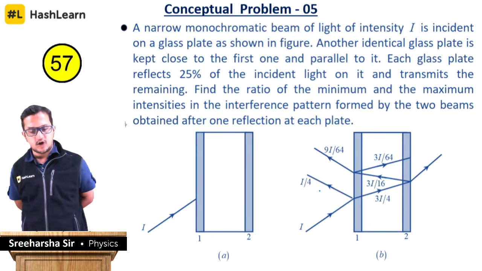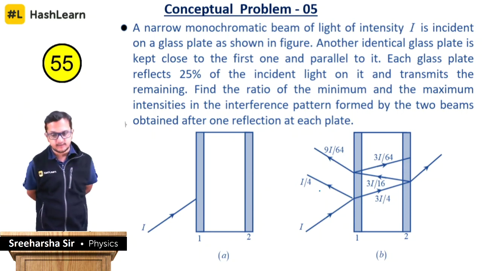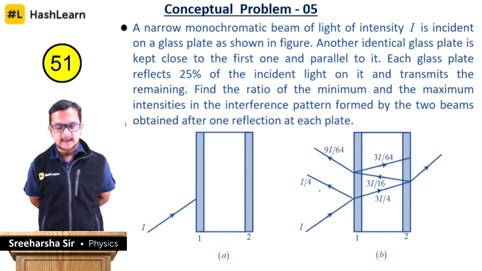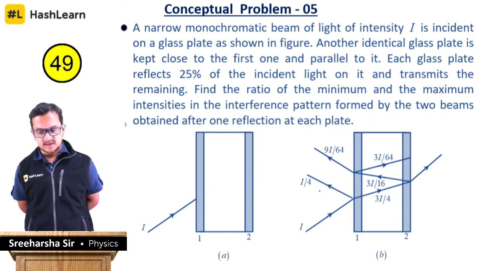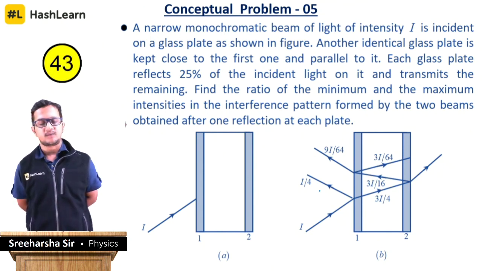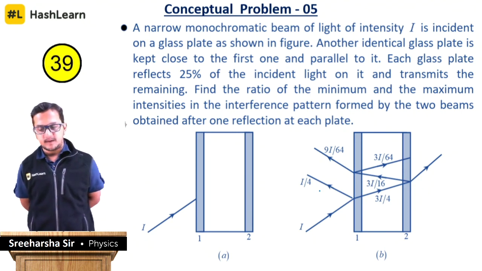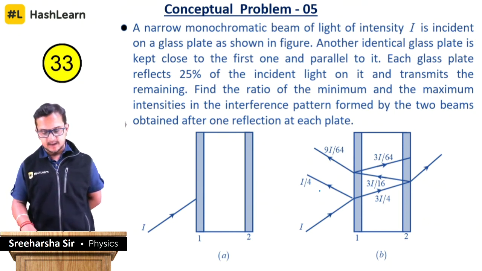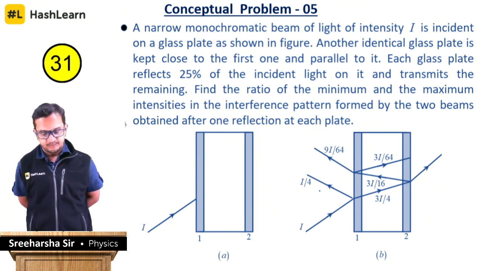A monochromatic beam of light of intensity I is incident on a glass plate as shown in the figure. Another identical glass plate is kept close to the first one and parallel to it. Each glass plate reflects 25% of the incident light on it and transmits the remaining. Find the ratio of the minimum and the maximum intensities in the interference formed between the two beams obtained after reflection at each plate.